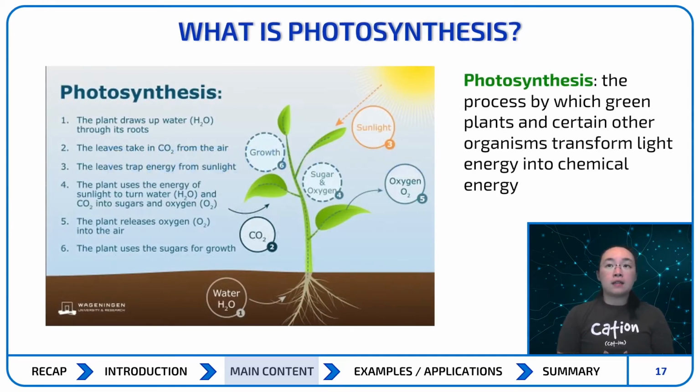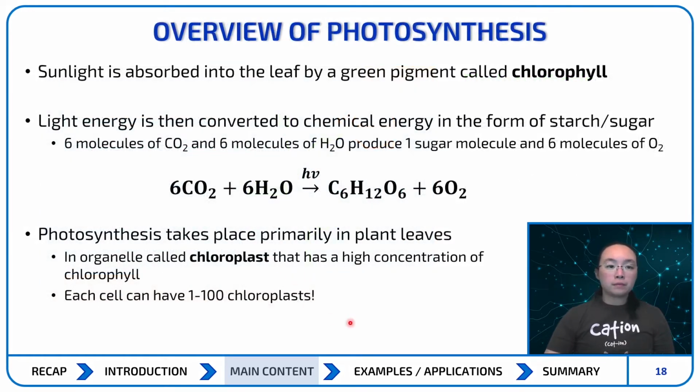So what is photosynthesis? Photosynthesis is the process by which green plants and other specific organisms transform light energy into chemical energy. Basically, green plants are going to capture light energy and use it to convert H2O, carbon dioxide, and minerals into oxygen and energy-rich organic compounds for use in nutrients. An overview of photosynthesis: sunlight is absorbed into the leaf by a green pigment called chlorophyll. Light energy is then converted to chemical energy in the form of starch and sugars.